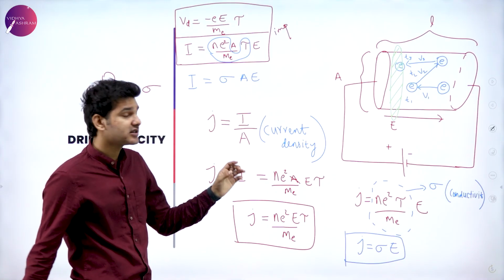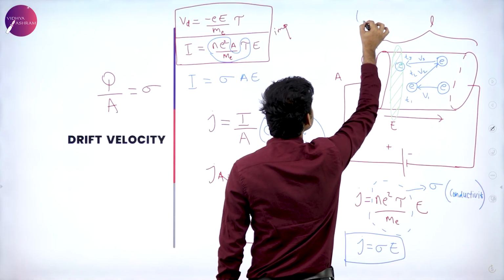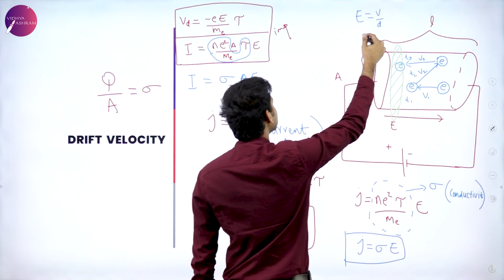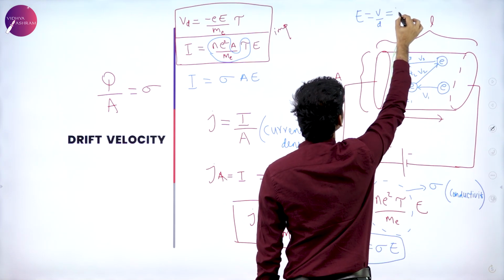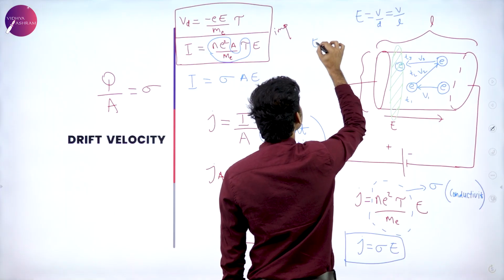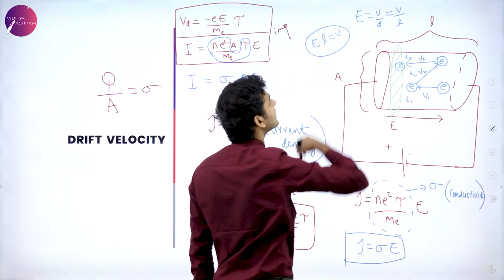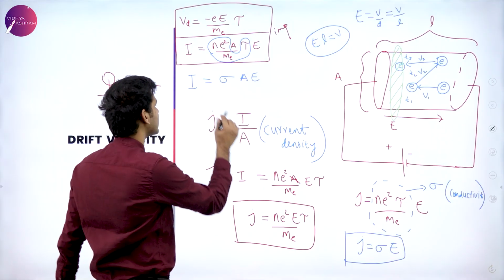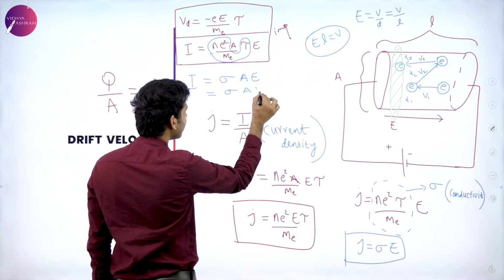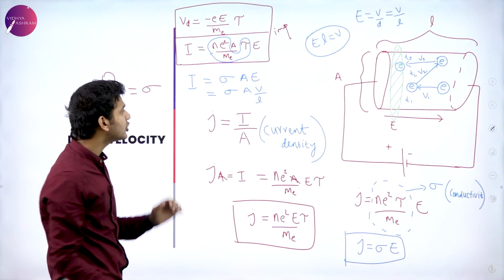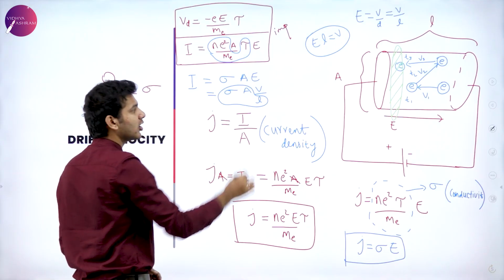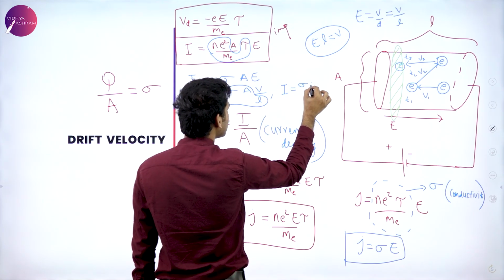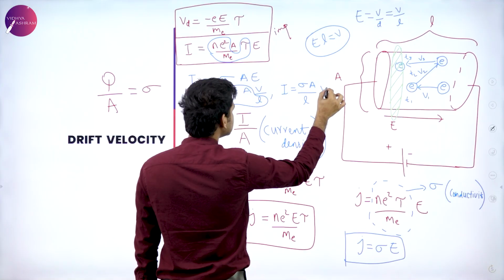Okay, is that clear? And from the previous relations, I know that E is equal to V by d, that is potential by distance between them. In this particular case, the distance is L, so I can write V by L, or E L is equal to V. From this particular relation, instead of E, I am going to write V by L. So I can write it as sigma A V by L. And I am going to group together all these quantities, and I am going to write I is equal to sigma A divided by L into V.